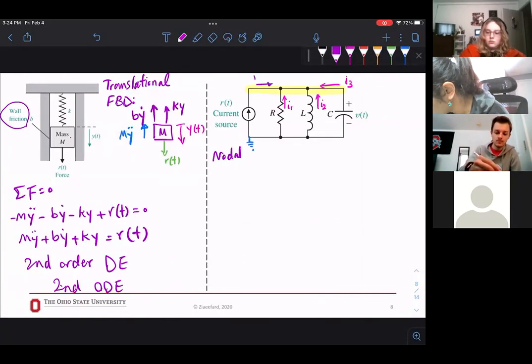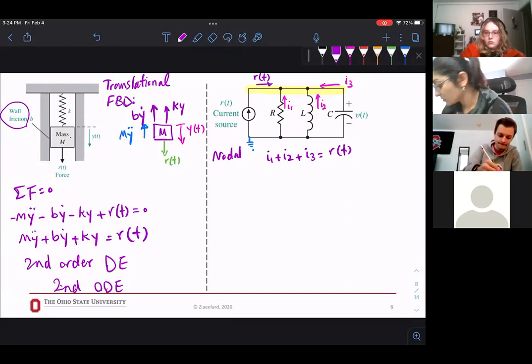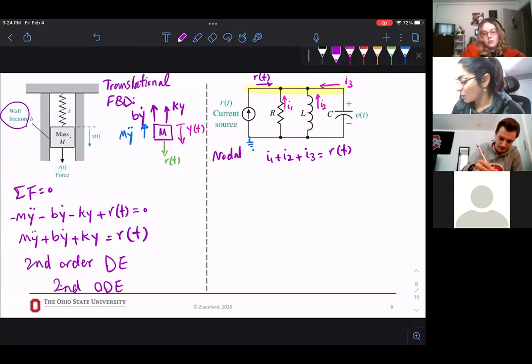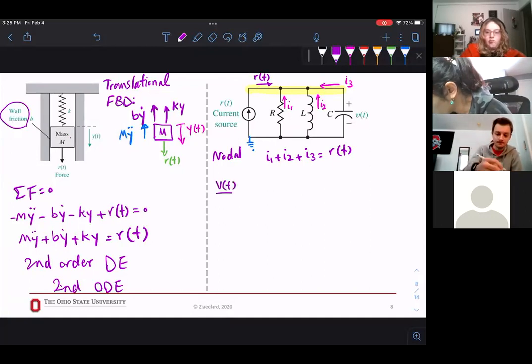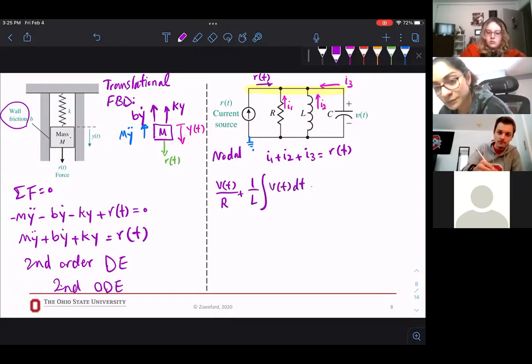And this is your iT(t), because this is the current source, right? That wasn't simple. So I can say i1 plus i2 plus i3 is iT. I wrote i's lowercase, so I know this is just a function of time. Now the current across the resistor, inductor, and capacitor: vT over R plus 1/L integral of vT dt plus C dvT/dt.